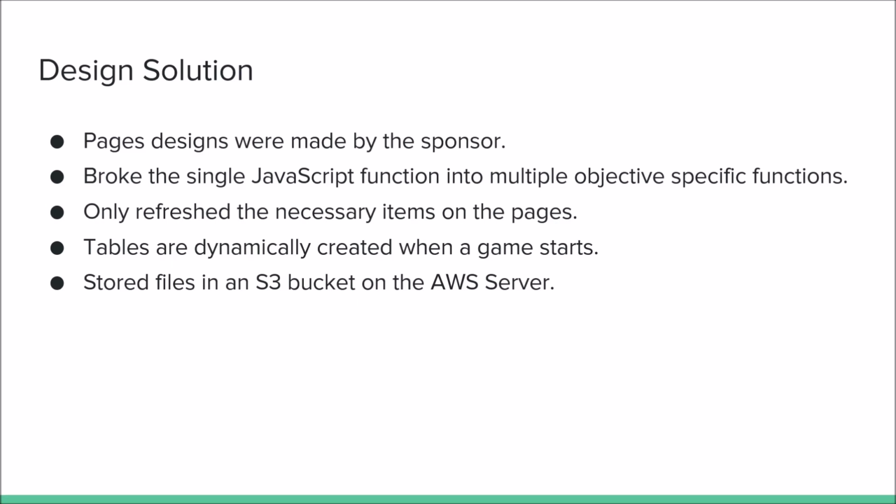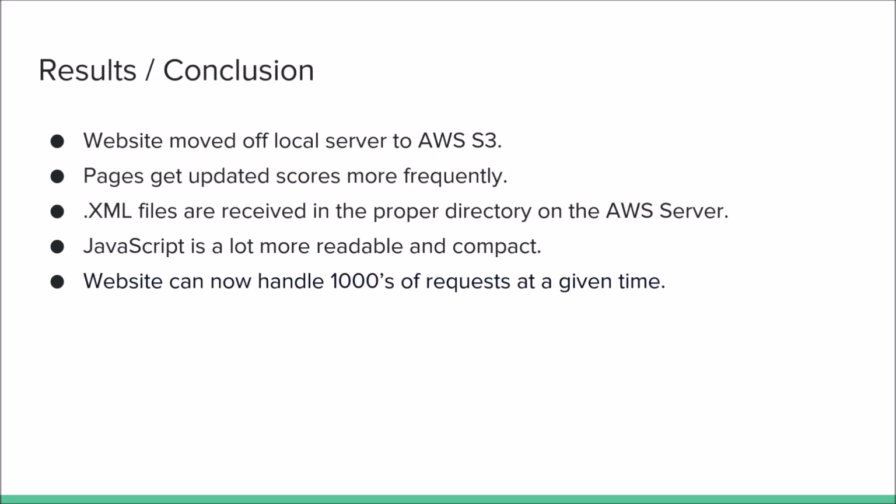The tables are dynamically created now when the game starts. Beforehand, NSICScores.com had just a fixed amount of tables on the page. Now there's just tables created for the necessary number of games, and all of these are stored in an S3 bucket on AWS. As I mentioned, everything's moved off of the local server onto AWS using S3.